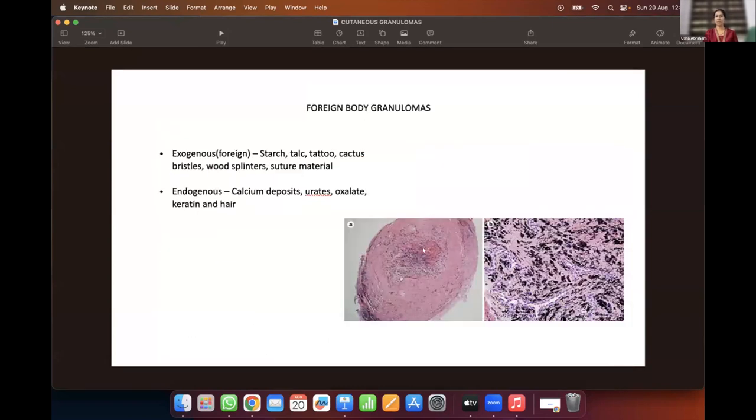Coming to the foreign body granulomas, the foreign bodies can be either exogenous or endogenous in origin. When it is exogenous, the things that can cause it are starch, talc, tattoo, cactus bristles, wood splinters, and suture material. What we're seeing here is the tattoo material, so black pigment is seen. Endogenous can be calcium deposits, urates, oxalate, keratin, and hair.